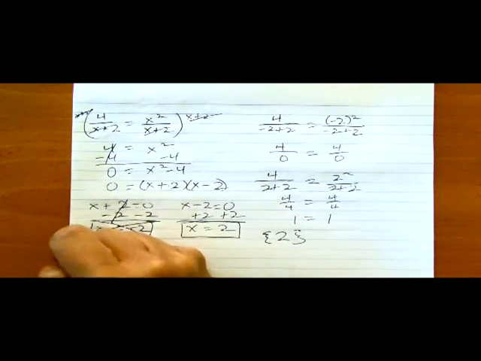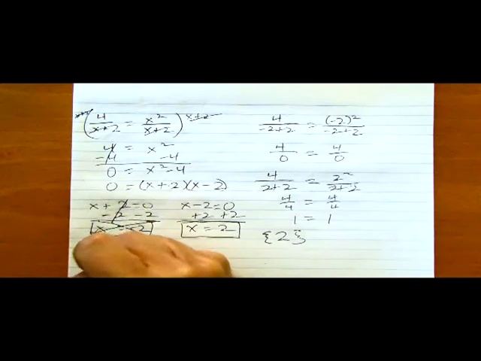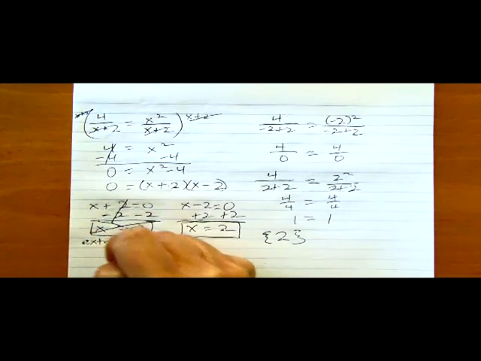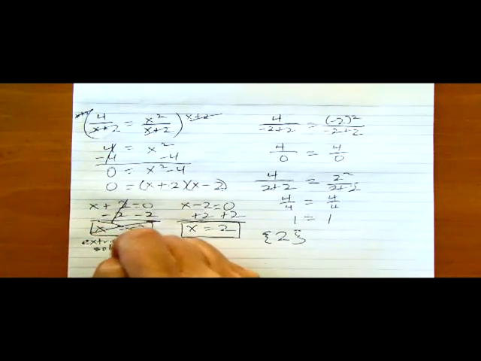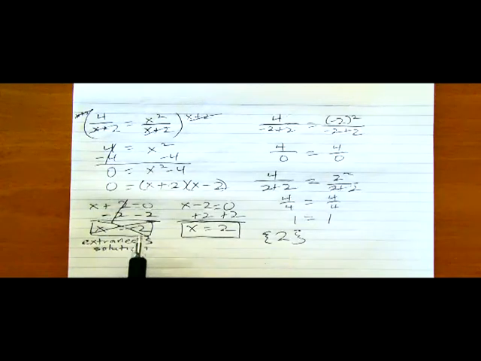This, by the way, the one that we found, is called an extraneous solution. We found one, but it's not really an answer. It doesn't work. Really, there's only one solution for this problem, even though you found 2 answers. Try one more? Okay, let's try one more.